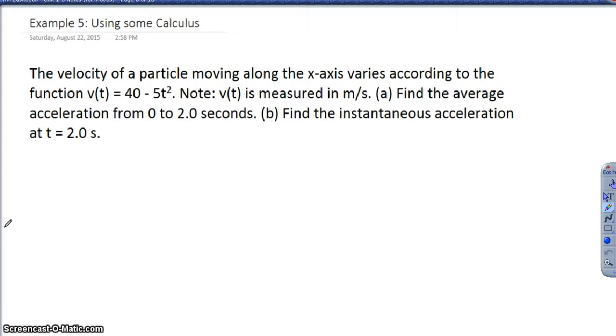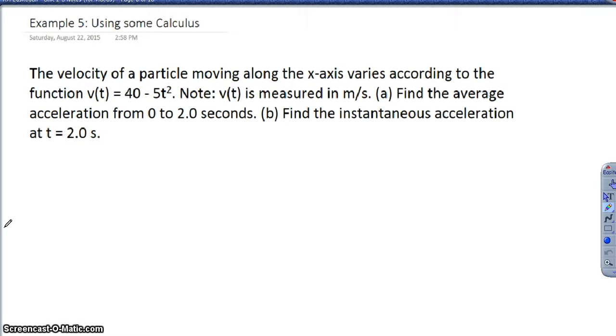That problem took a while. This one should be a little bit quicker. So the velocity of a particle moving along the x-axis varies according to the function they gave us. Note that it is measured in our standard units, meters per second. Find the average acceleration and find the instantaneous acceleration.